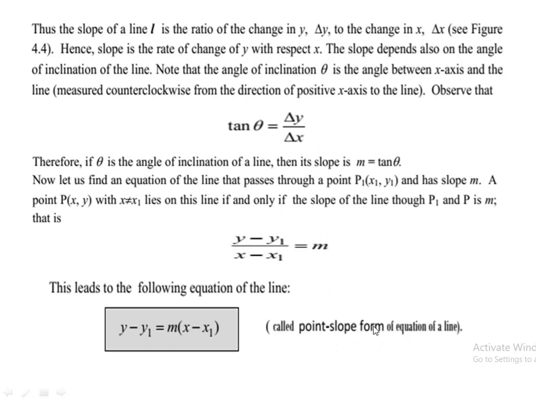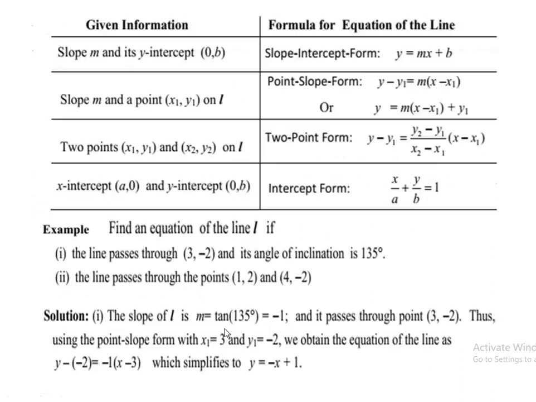Why is it called the point-slope form of the equation of a line? We obtained this line from one point and the slope m, so it is point-slope form. The point here is (x1, y1) and the slope is m. Therefore, such an equation of a line is y minus y1 is equal to m times (x minus x1), or by rearranging this we have y is equal to m times (x minus x1) plus y1.